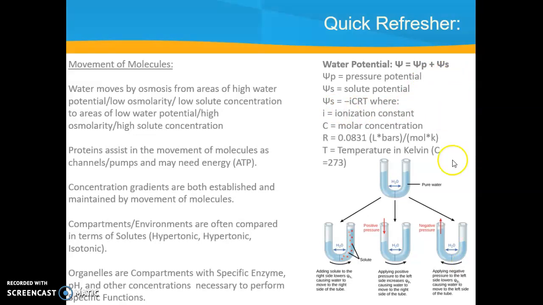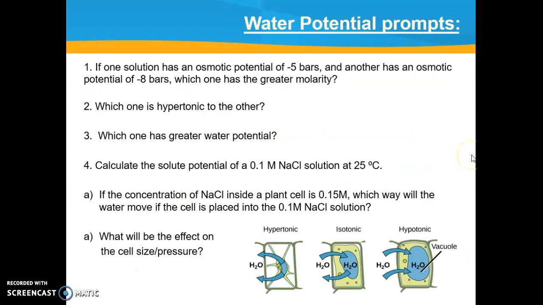So let's look at number 4, A and B, to help us refresh our memory on how to use that equation. Number 4 says, calculate the solute potential of a 0.1 molar sodium chloride solution at 25 degrees Celsius. Again, they're not giving you the solute potential, they're giving you some clues or some hints. Now I'm going to flip to the next slide because they already have it worked out for you.